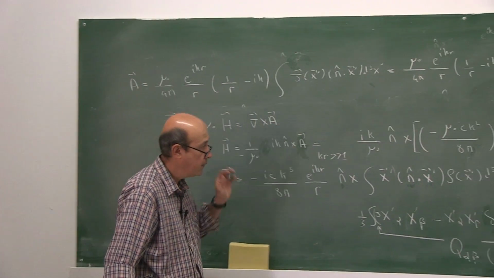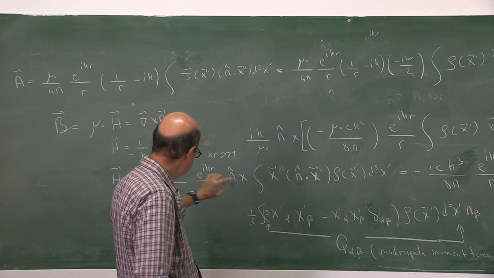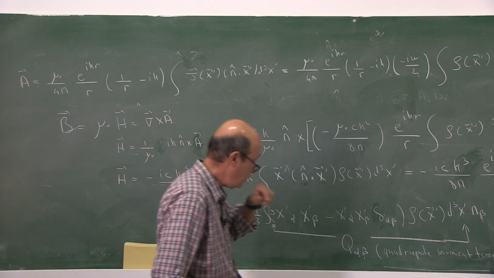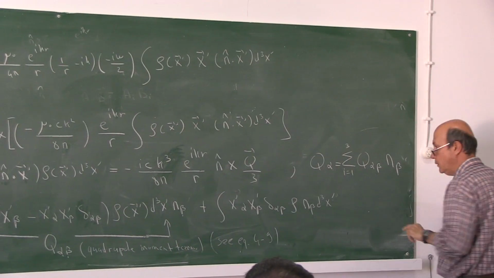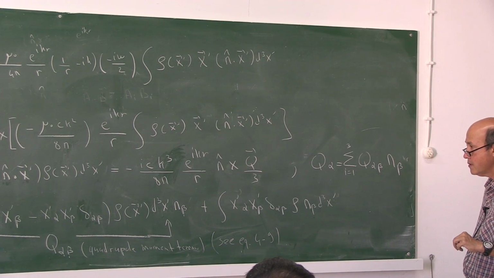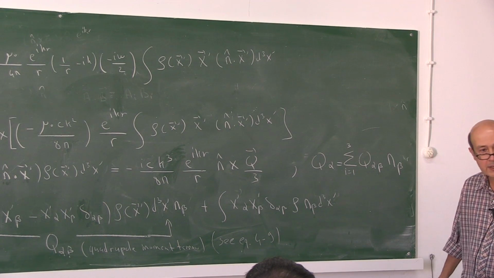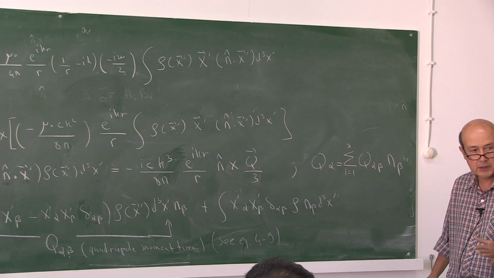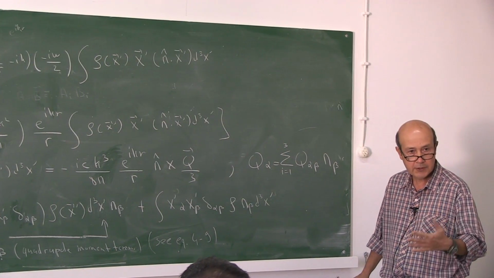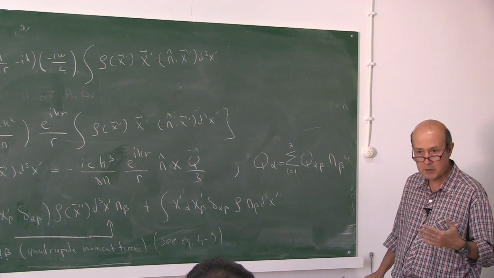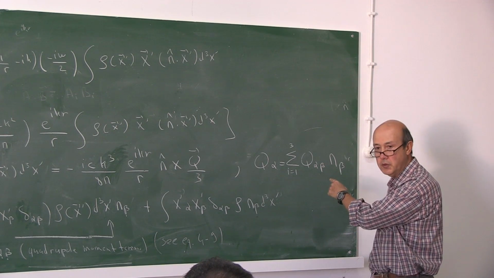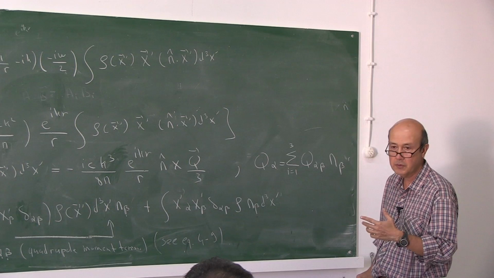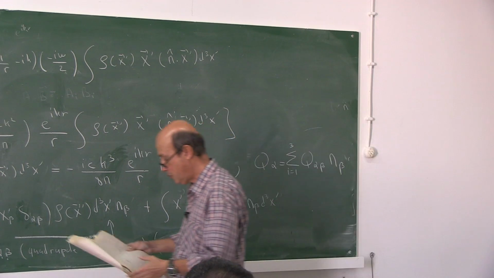So H could be written in terms of Q. Q is related with the quadrupole moment tensor. If I know the H, I can calculate the electric field. I can calculate the Poynting vector and the power emitted per solid angle. So the result will be in terms of the Q. And what is the Q for a given charge distribution?